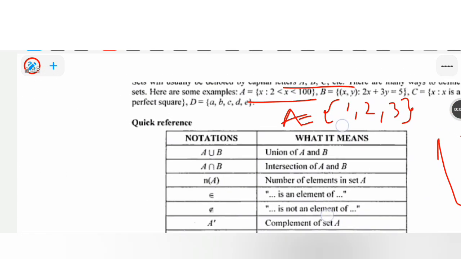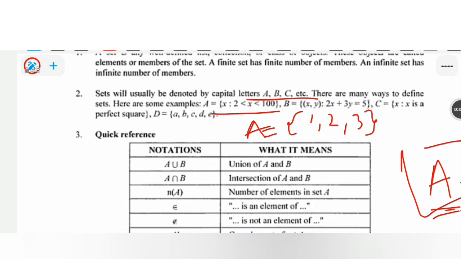Then you can see how set D was listed. Set D is equal to A, B, C, D, E. As you can see here, A, B, C, D, E. Keep that in mind.